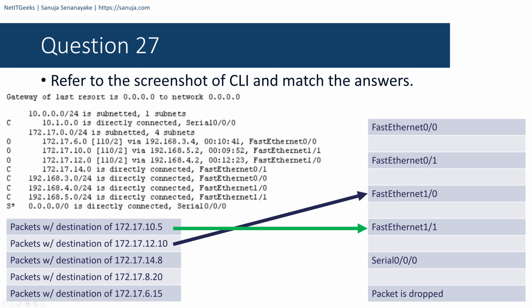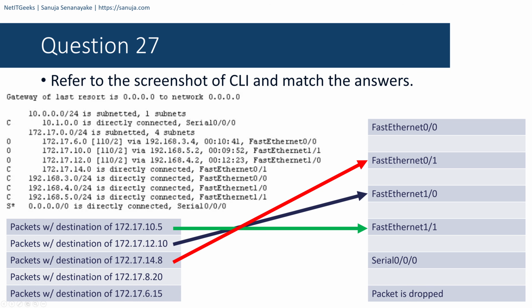Packets with a destination of 172.17.14.8 use the same logic. 172.17.14.0 is directly connected, and it has FastEthernet 0/1. FastEthernet 0/1 has to be this one on the list. So this 14.8 has to go with that one, and that's the answer. On the Cisco exam, you would probably have to drag it underneath here and put it in there.